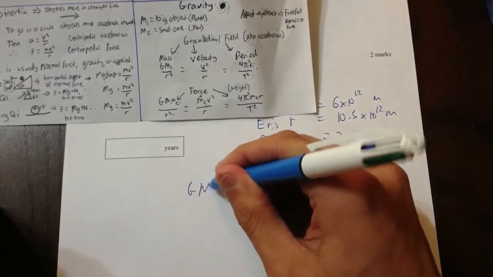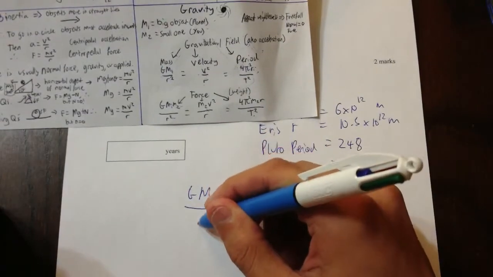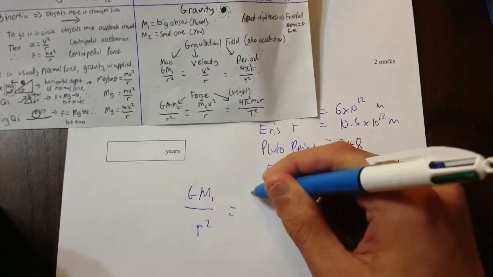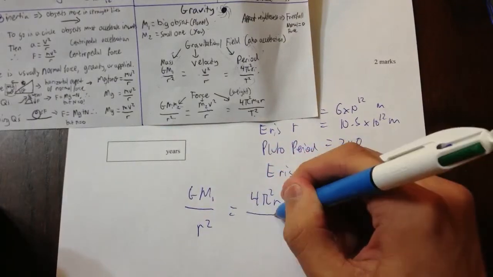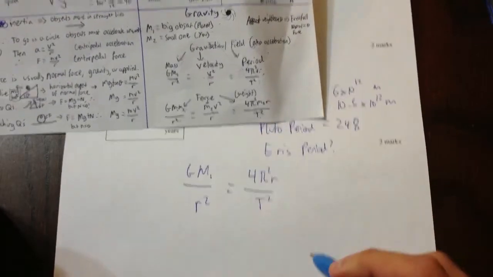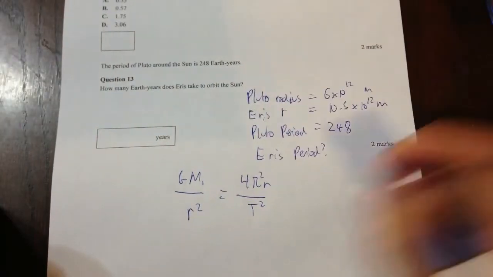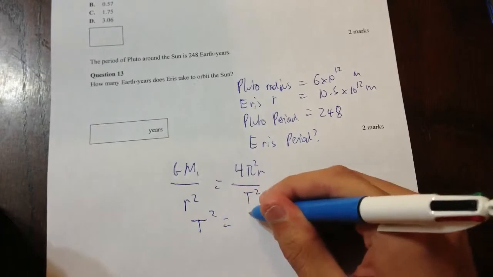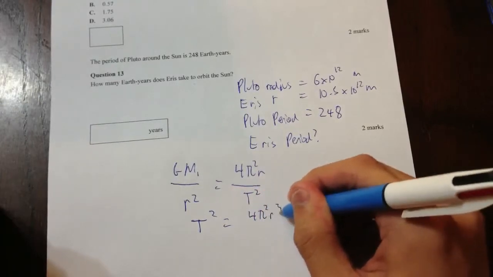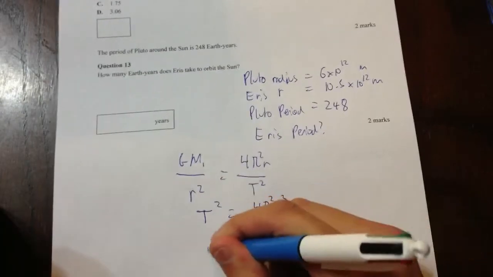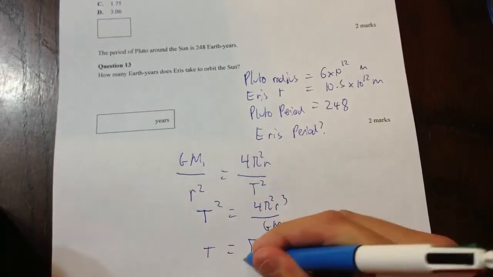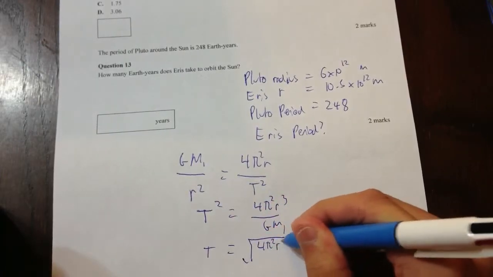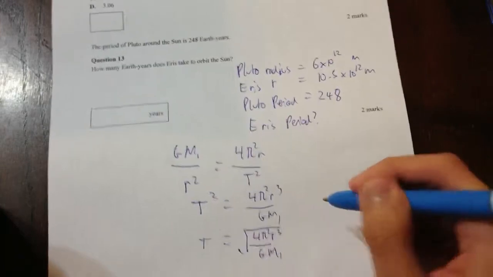So G M1, the mass of the sun, on R squared equals 4 pi squared on T squared. Now we want to make T the subject because that's what we're looking for. So we rearrange everything and we get T squared equals 4 pi squared R cubed on G M1, or T equals the square root of 4 pi squared R cubed on G M1.